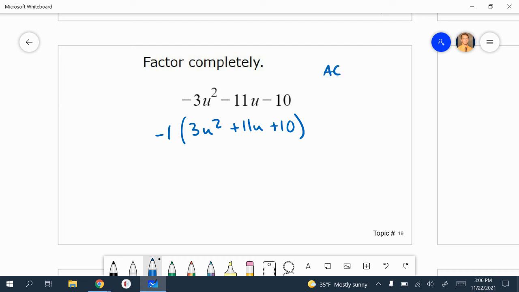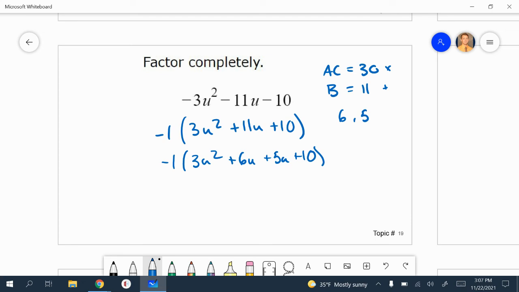So AC and B. AC is 30. B is 11. Two numbers that multiply to give me 30 and add to give me 11 would be 6 and 5, I believe. So separate our B value. Negative 1 times 3u squared plus 6u plus 5u plus 10.